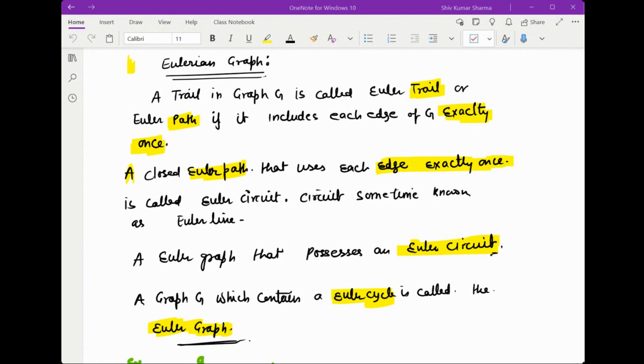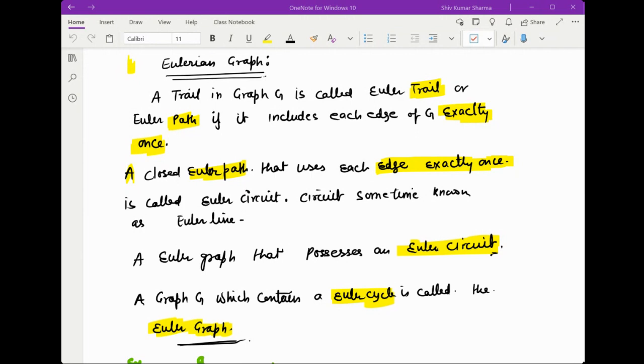For making a closed Euler path that uses each edge exactly once, we make a circuit known as the Eulerian circuit. The circuit is sometimes known as the Eulerian line, or Euler line. So these are the definitions as per name. First, we define trail and path, which we already discussed in the previous lecture. On the basis of these previous definitions, we define Eulerian graph.